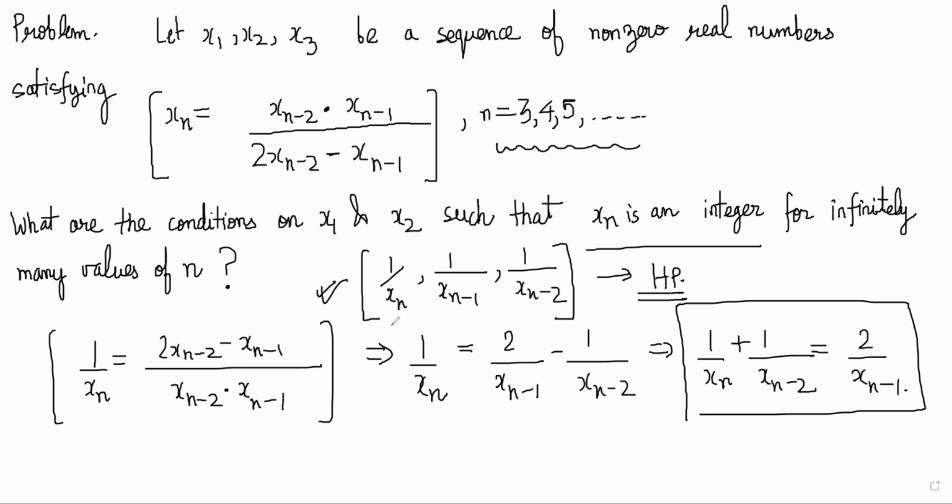So what do I do now? One common problem solving strategy that everyone should be aware of is searching for a pattern. So I have already found one pattern, but this pattern is not helping me much because the question is trying to say that xn should be an integer for infinitely many values of n. So since this pattern is not working, I'll try something else now.